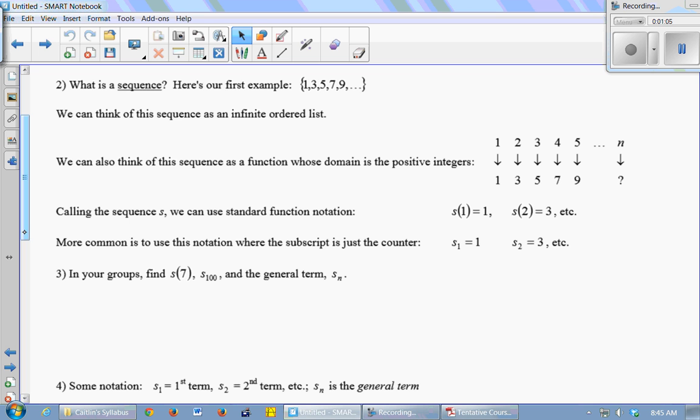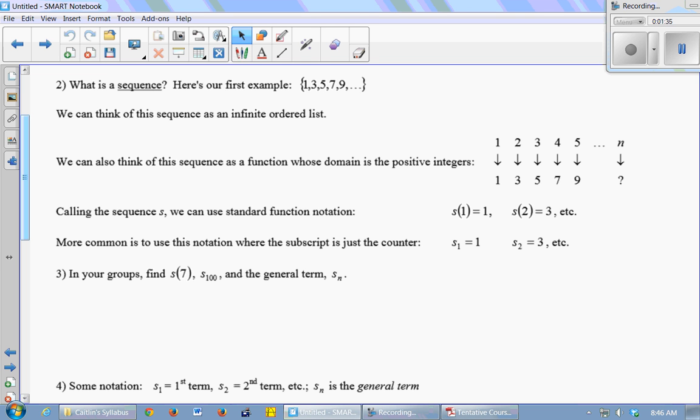You can also think of a sequence as a function whose domain is the positive integers. The inputs are positive integers. So here's my domain, 1, 2, 3, 4, 5, and those are my inputs, and then my output or my range are the odds. 1 goes to 1, 2 goes to 3, 3 goes to 5, 4 goes to 7. So we could use standard function notation. If we call this sequence S, we could say S of 1 is 1, S of 2 is 3, etc.